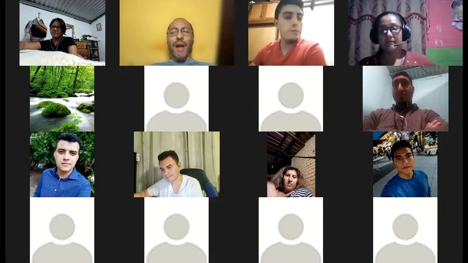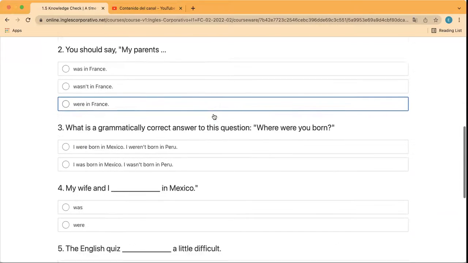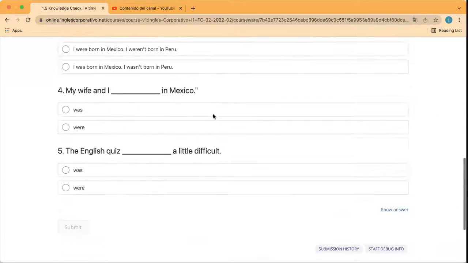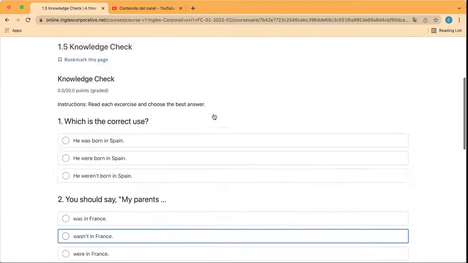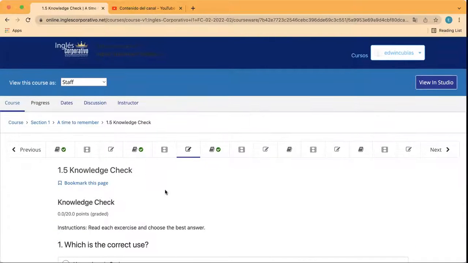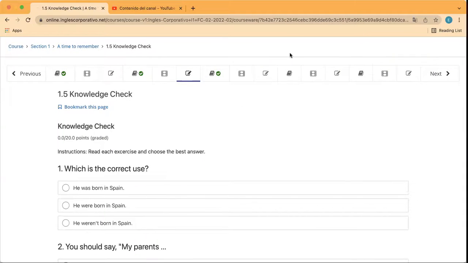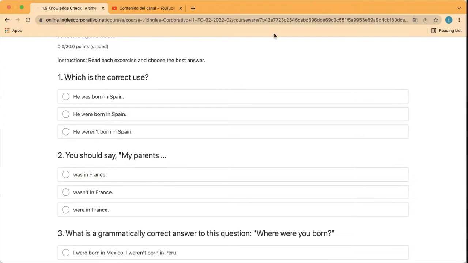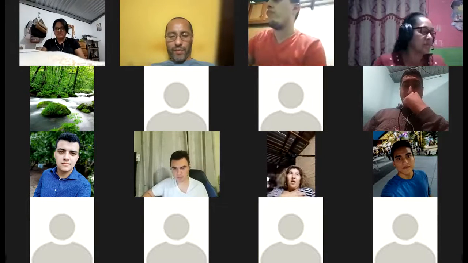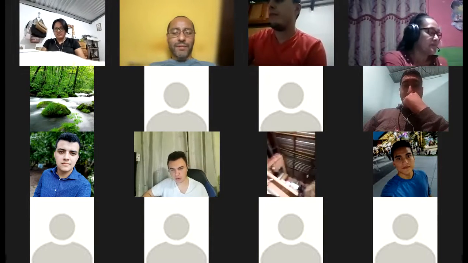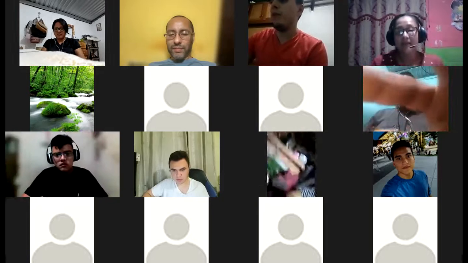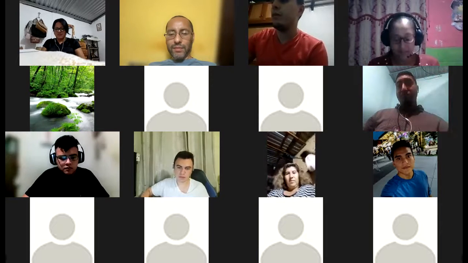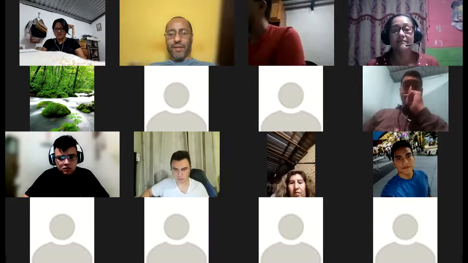All right. Now we're going to continue and we're going to practice using the correct verb to be. With the partner, we read here in 1.5. We check and select the correct sentence. Which is the correct sentence? Are we ready? Yes, teacher. Okay, good.